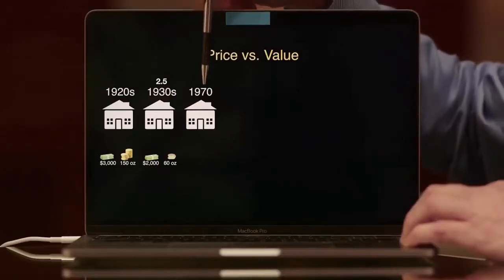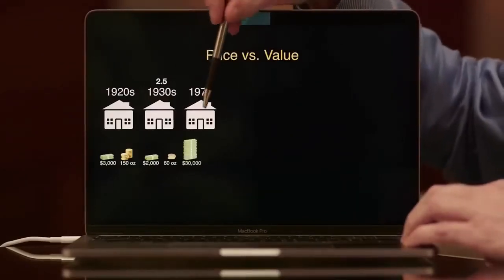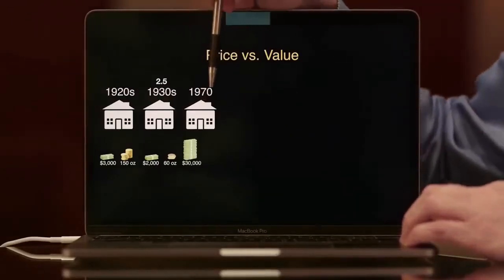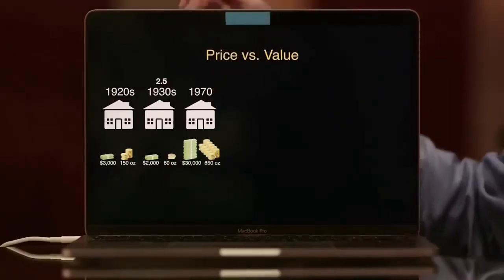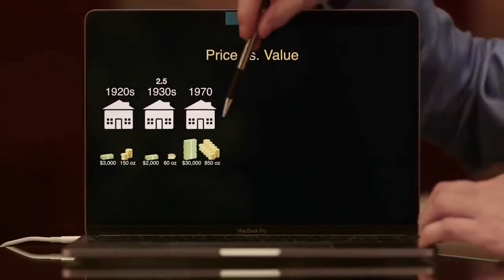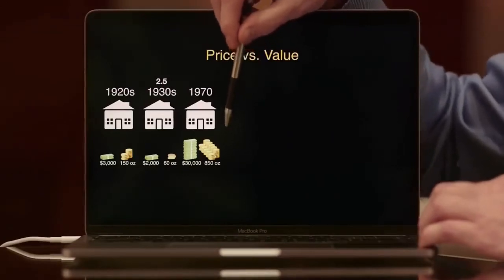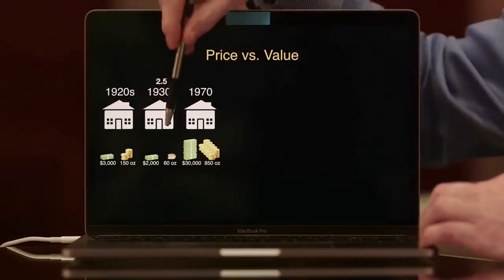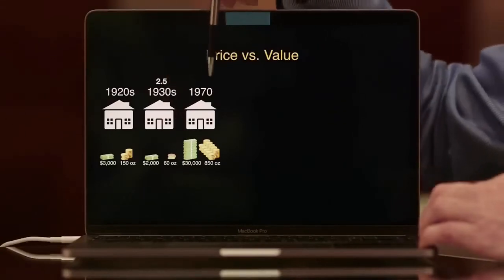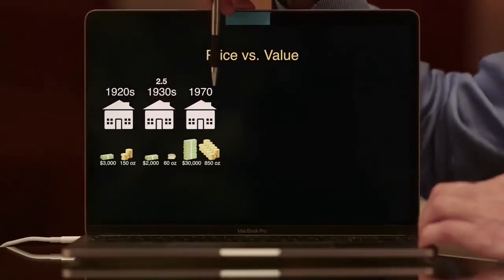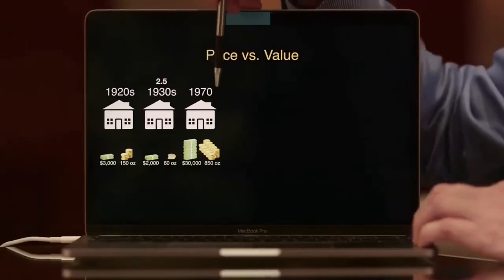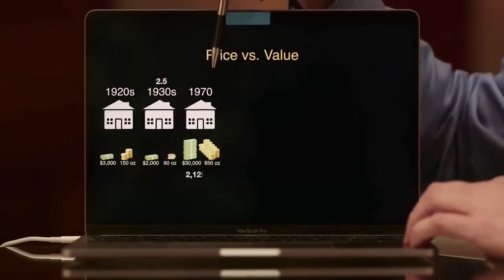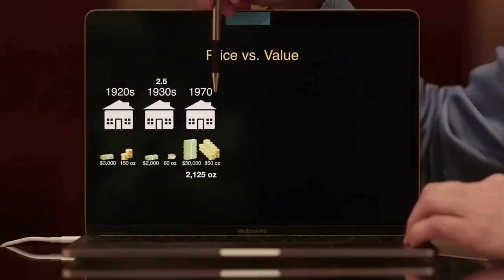of real estate. Then in 1970, that house was now $30,000, but gold was still $35 an ounce, so it cost 850 ounces of gold. So if you had bought this home, the 2.5 times more real estate in the 30s, and then in the 70s sold for, when it was $30,000, 850 ounces of gold, you would have received 2,125 ounces of gold.